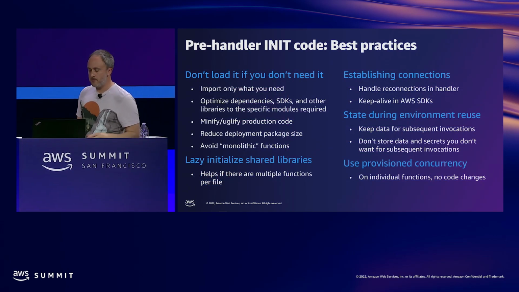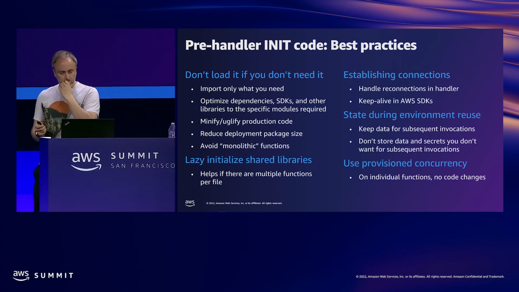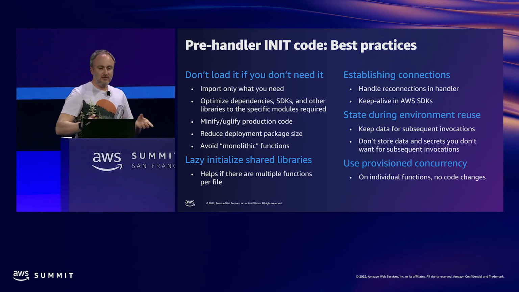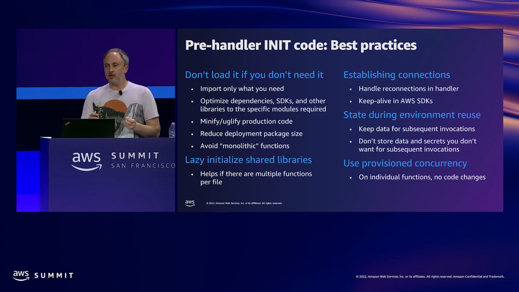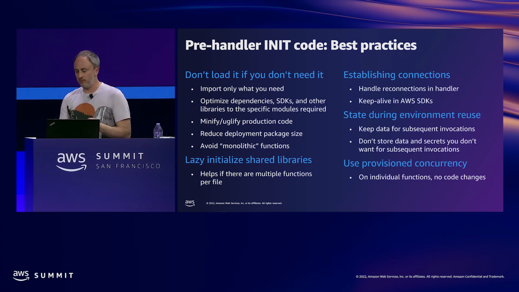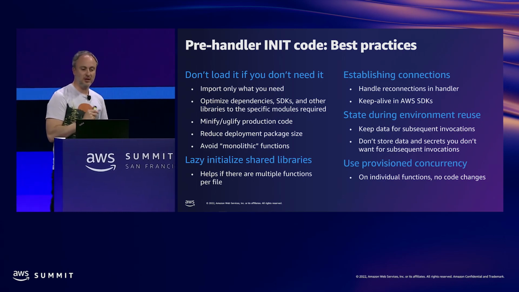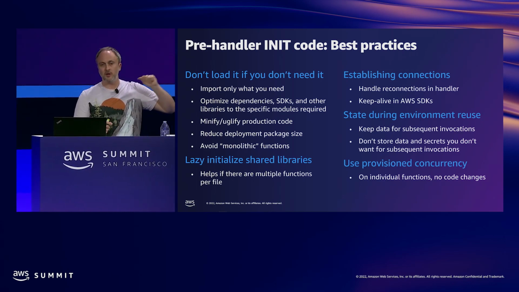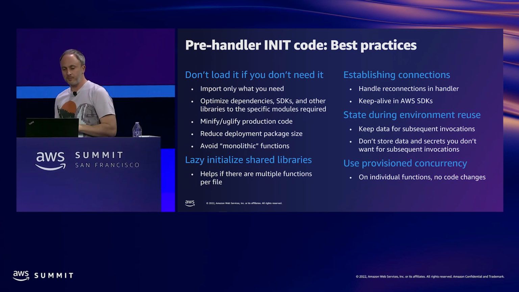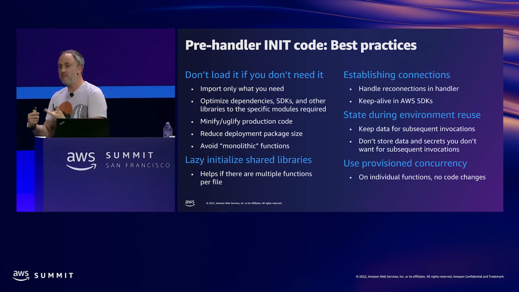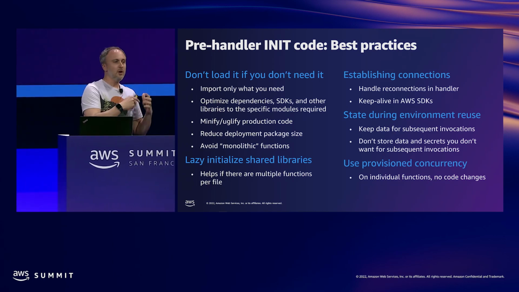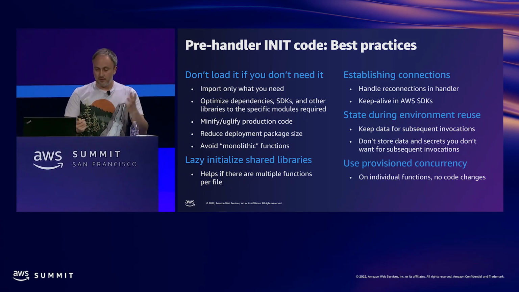Okay, so just to summarize this section, the point is, don't load into your function things that you don't need inside your function. Try not to be too lazy about this. Import only the things you need, and try to optimize all the dependencies that you're going to use as well. It can help even to minify your code. Avoid creating huge monolithic Lambda functions if you can.